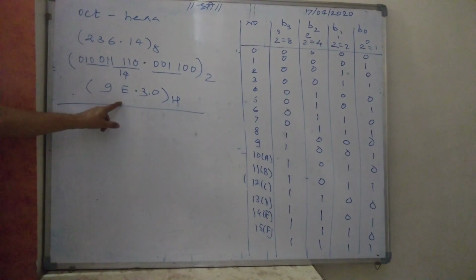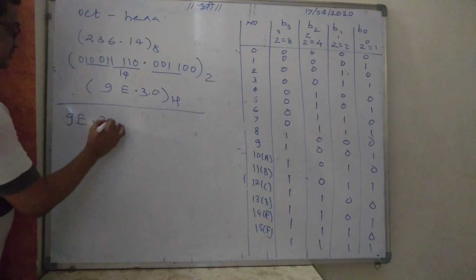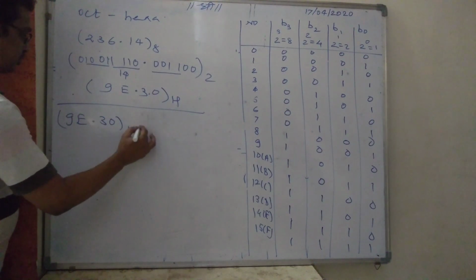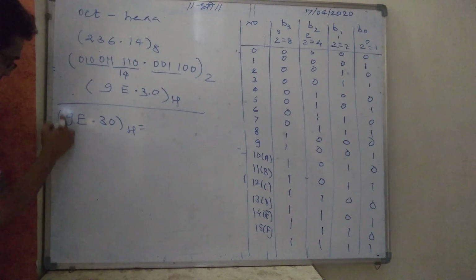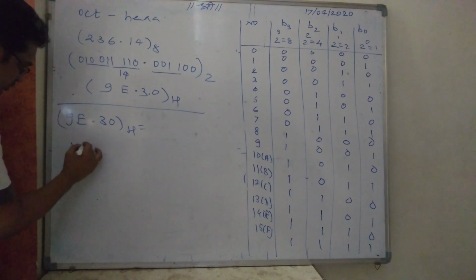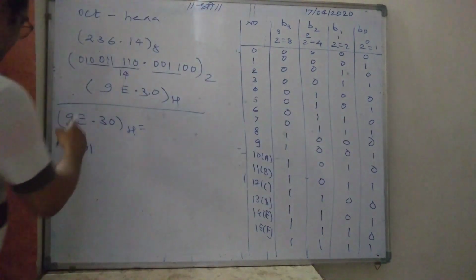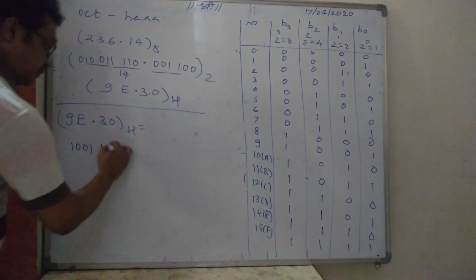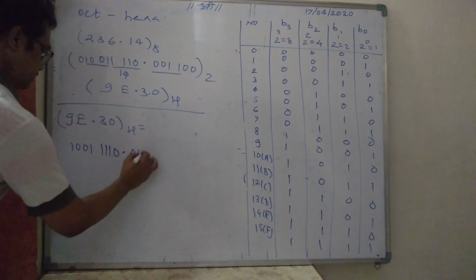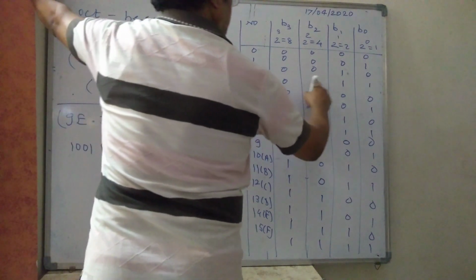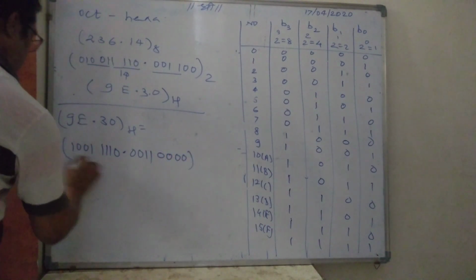Now we will convert this hexadecimal number into octal. 9E.30 hexadecimal into octal. So we have to first convert this into 4-bit binary. 9 is 1001, E means 14, which is 1110, 3 is 0011, and 0 is 0000. That is the binary number.